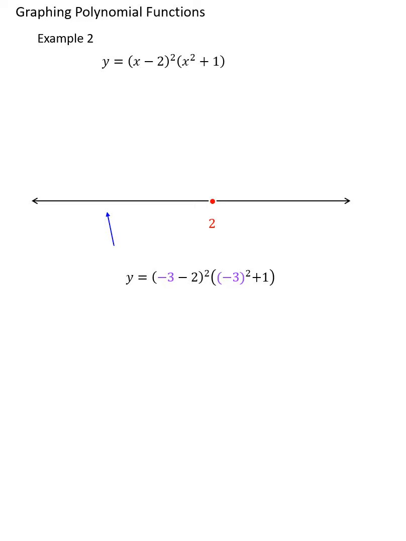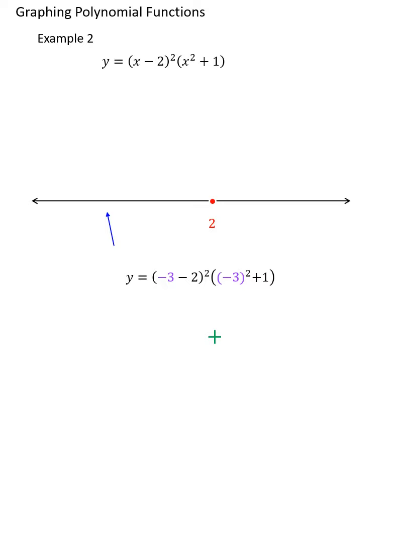Now, I really don't want to work this whole thing out. I just need to know if each factor is positive or negative. The first factor is positive. Wait, doesn't that work out to -5? Yes, but it's being squared. And -5 squared is positive 25. So that first factor is positive, including the square that comes with it. The second factor is also positive, and a positive times a positive is a positive.